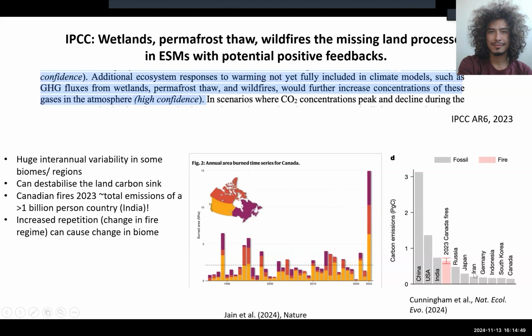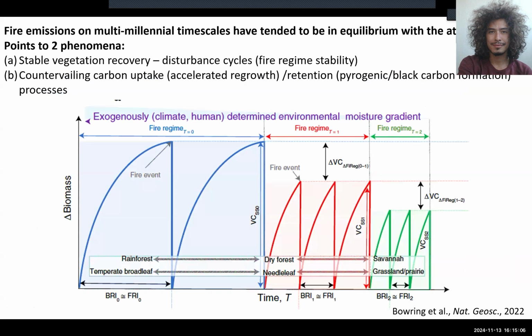And in fact, the emissions that came out of those fires alone was equivalent to almost the entire emissions of India, which is obviously a country of a billion plus people. So, fires are pretty significant and have a pretty large impact on the carbon cycle. Having said that, fires have always existed. They're very important for a large suite of ecological processes. And in general, fires haven't led to large increases in atmospheric CO2 over long time scales.